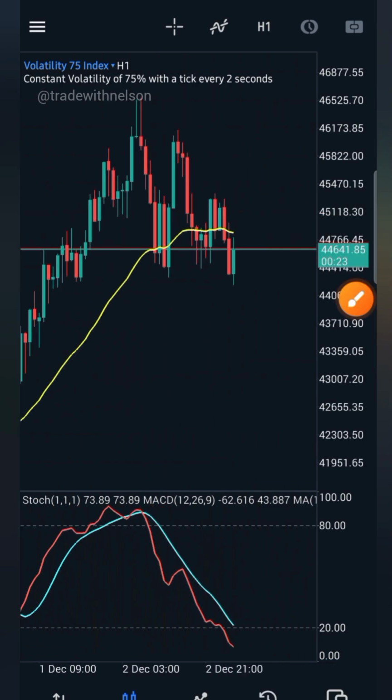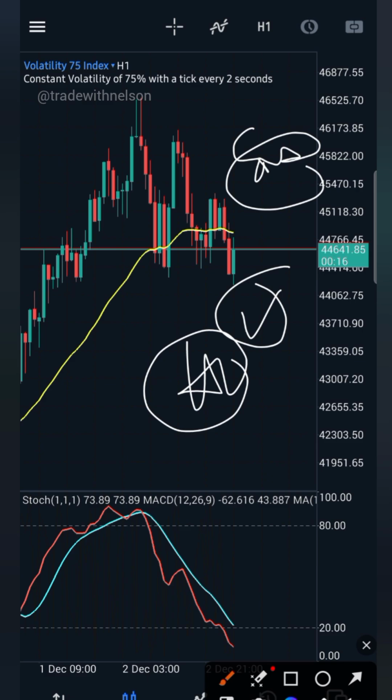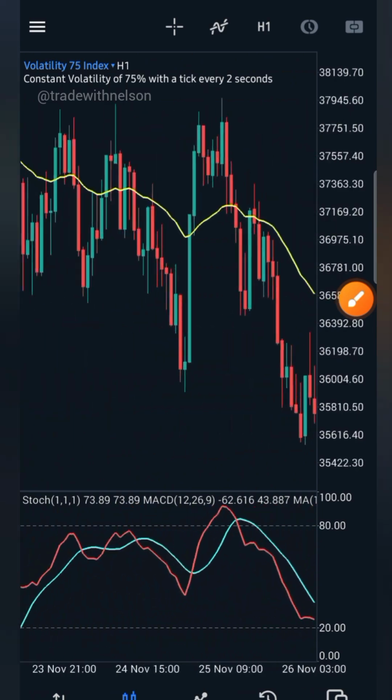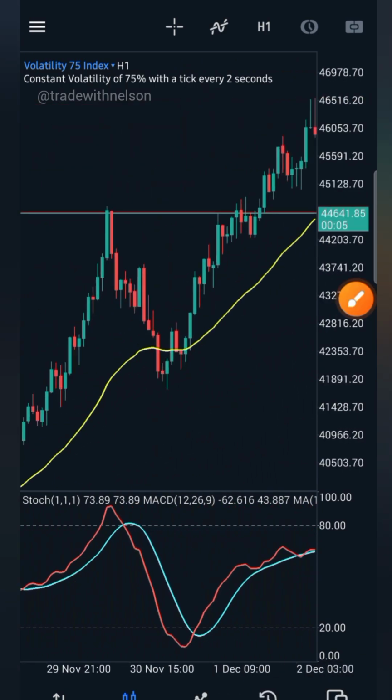So what I want you to pay attention to is your higher time frame. That is the most important thing. The entry is not really a big problem, but you need to understand where the direction of the market is, where the market is going. Then you will be able to take in the move and make some money from it.